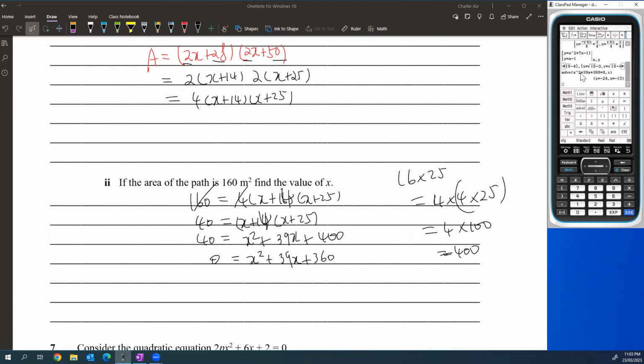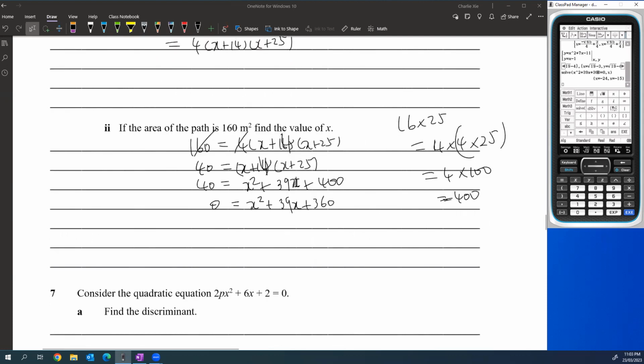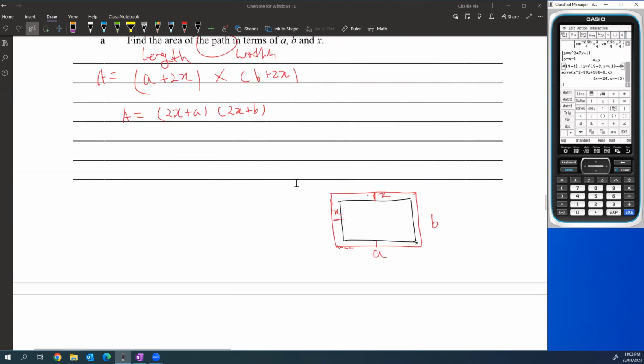Okay. X squared plus 39. It's plus 39 here. Okay, all right. Definitely made a mistake somewhere. One second, guys. One second.